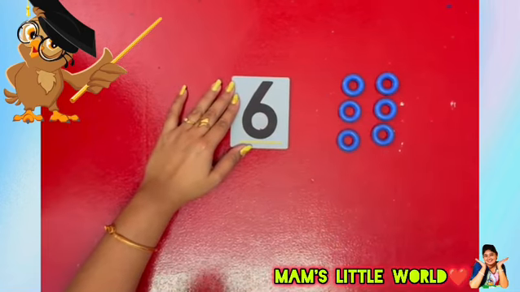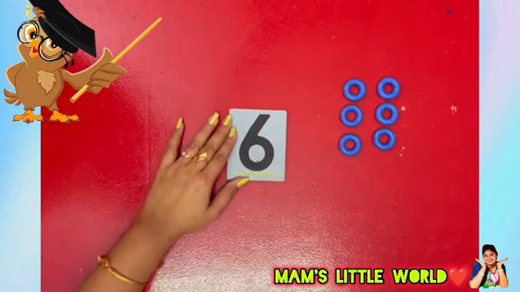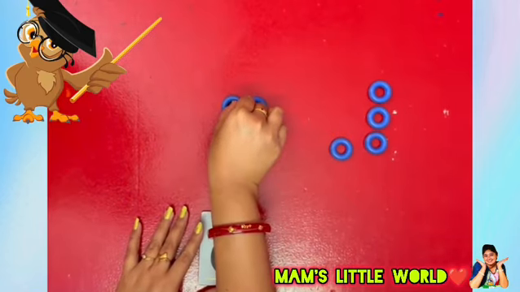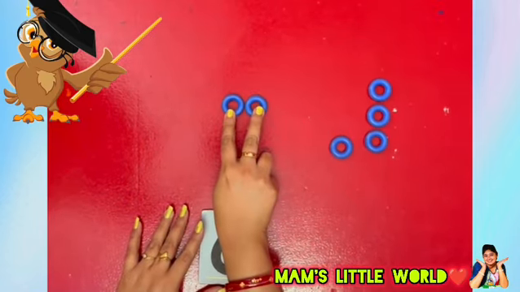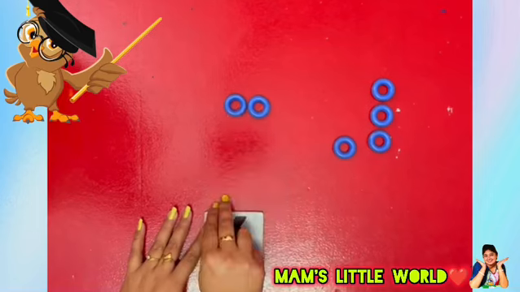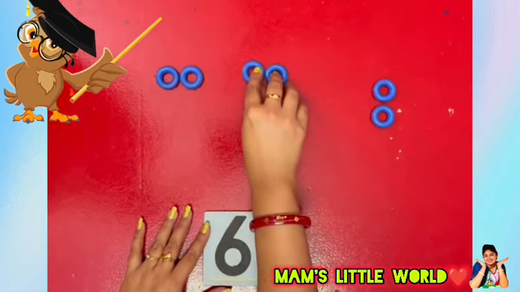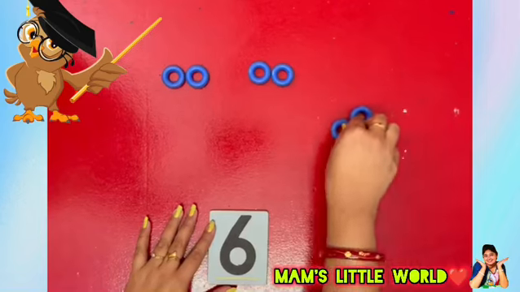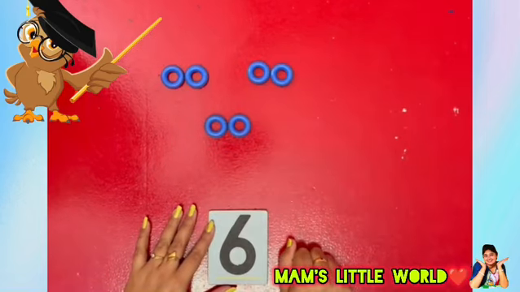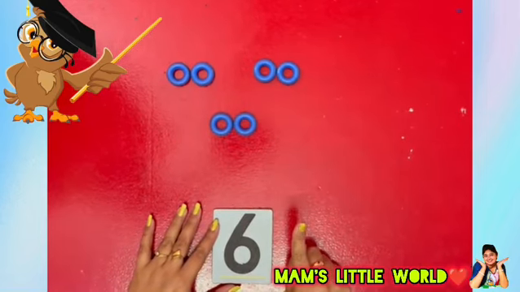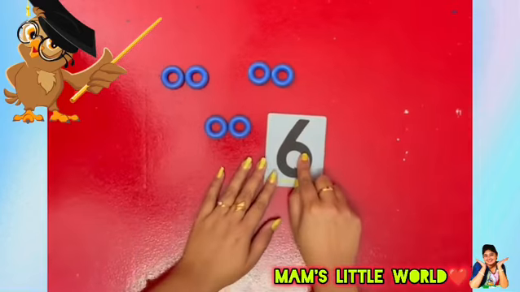At first, we have to make pairs these objects. So what is the meaning of pair? Pair means two objects are grouped together. One pair, two pairs, three pairs. So there is no leftover. So 6 is an even number.